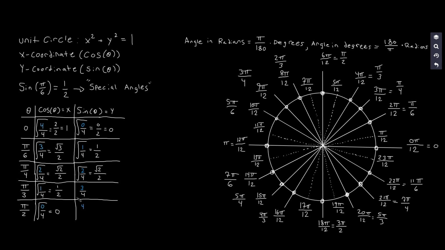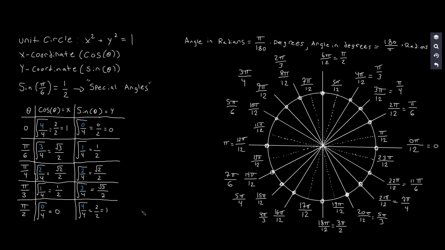3 over 4. Take the square root of that. What's the square root of 3? Well, the square root of 3 is root 3. What's the square root of 4? 2. The square root of 4 over 4. This is going to be 2 over 2. That's the same thing as 1.